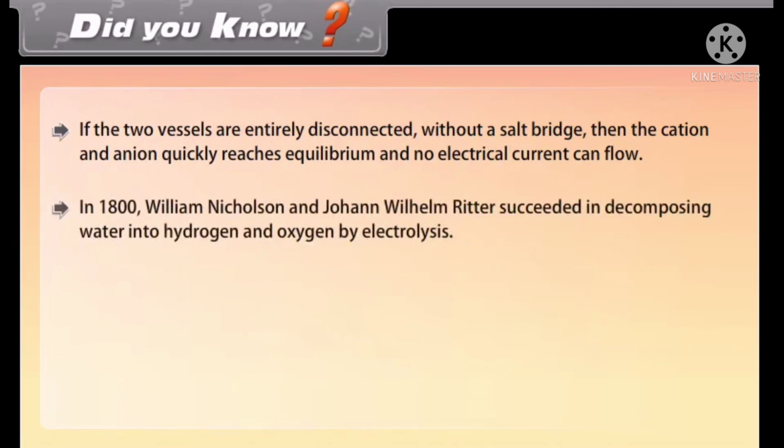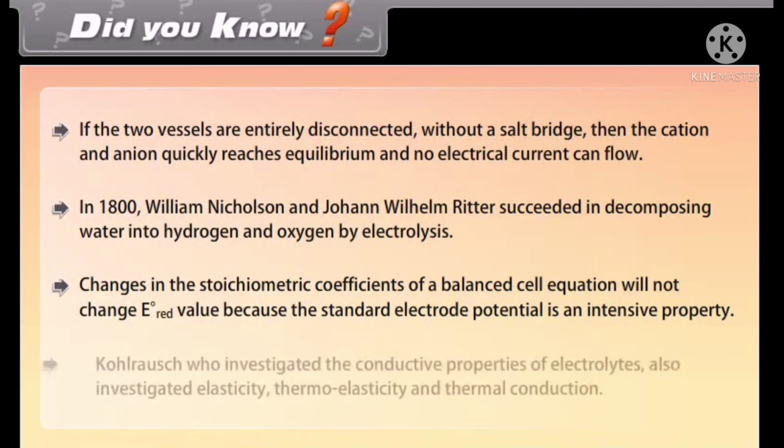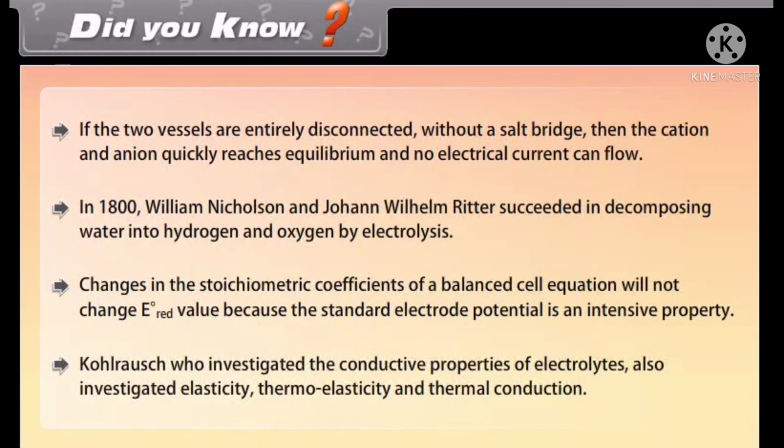In 1800, William Nicholson and Johann Wilhelm Ritter succeeded in decomposing water into hydrogen and oxygen by electrolysis. Changes in the stoichiometric coefficients of a balanced cell equation will not change the E0 value because the standard electrode potential is an intensive property. Kohlrausch, who investigated the conductive properties of electrolytes, also investigated elasticity, thermoelasticity, and thermal conduction.